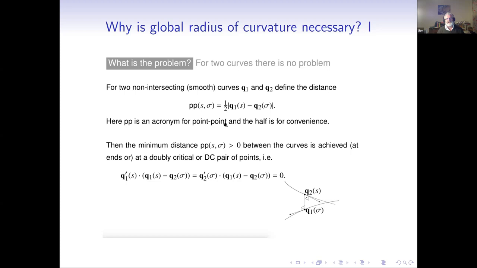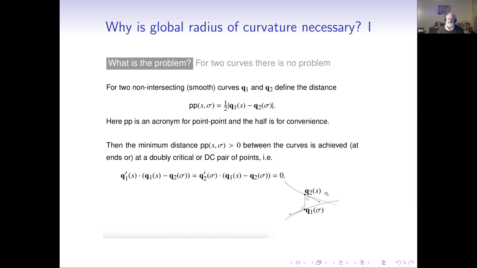And so then you ask yourself, where can the minimizers of this function occur? It's a simple computation. You've probably done it in various calculus classes. The minimizer of that function is achieved at doubly critical pairs of points. So in particular, you get Q1 on the first curve, Q2 on the second curve, and there's a chord between them. Moreover, the tangent at Q2 is perpendicular to the chord, and the tangent at Q1 is perpendicular to the chord. So these are doubly critical pairs of points. Now, this is not such a good figure. In this figure, it looks as though this tangent is perpendicular to that tangent, and there's no necessity why that should be.